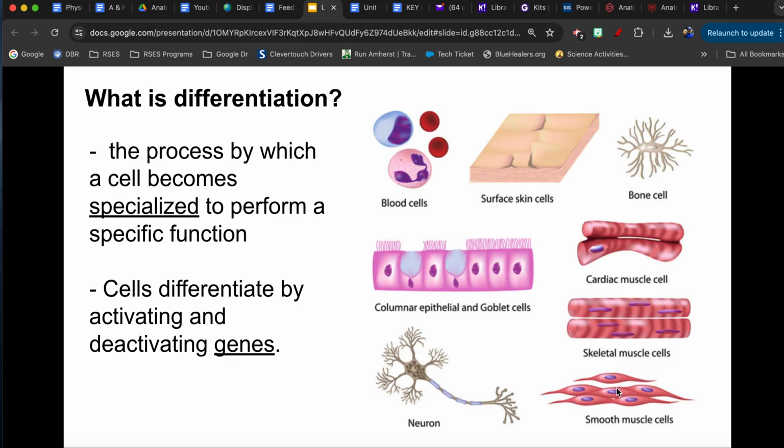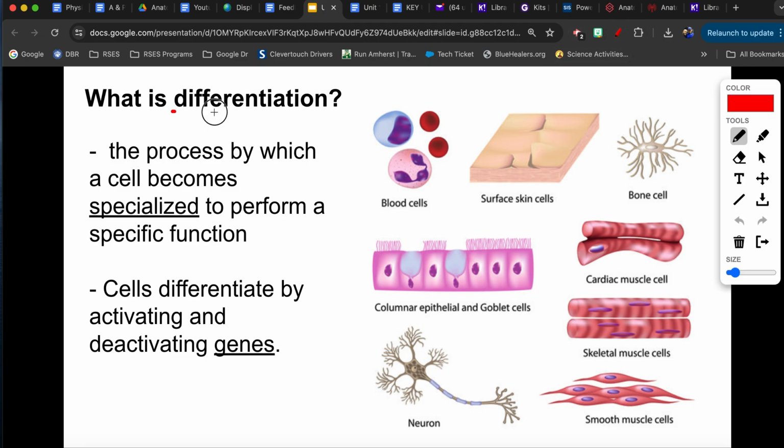All right, so we just mentioned differentiation but didn't define it because I knew a slide was coming up to give you some specifics on it. Differentiation kind of means what it sounds like. The word different, well, this is the process by which cells become specialized to perform a specific function. In other words, you have a generic cell that becomes differentiated to be a blood cell, so it becomes a different type of cell that is specialized, depending if it's a red or white blood cell, to perform a specific function.